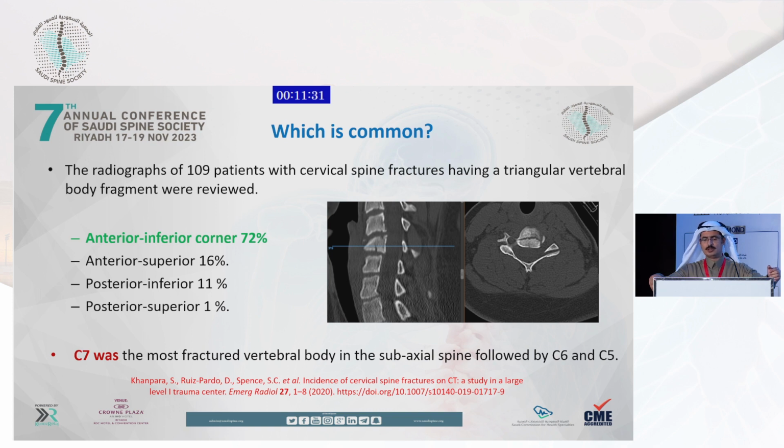In terms of corners, a wonderful study of 100 patients with cervical spine fractures who had triangular vertebral body fragments found, as we expected, that the most common is the anterior inferior corner in about three quarters of the patients, whereas the least common is, as expected, the posterior superior corner, less than 1%. Another difference between the teardrop and burst is that the burst is very common at the cervicothoracic junction, mainly C6 and 7, while the teardrop is common at the C5 vertebra.